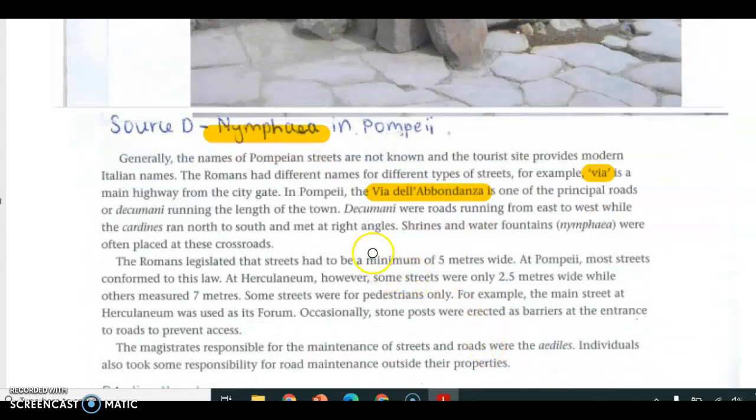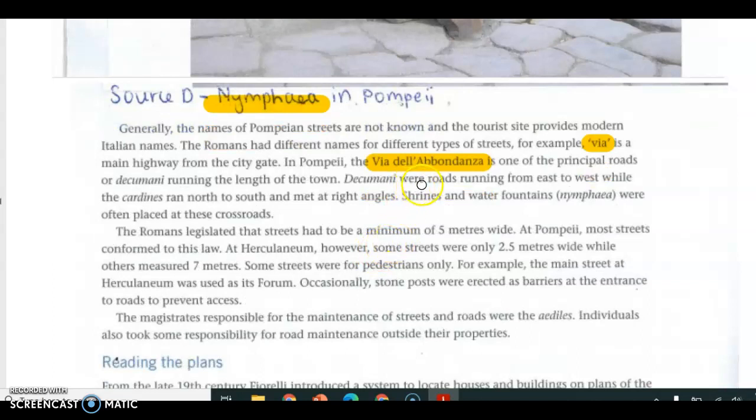Now, these two key terms we're going to talk about, decumani and cardines, you don't have to remember these. This would be the kind of detail you'd want to remember if you're aiming for a band 6 in the HSC. It's extra detail. Basically, when we have our grid system in Pompeii and Herculaneum, the insulae is the whole block. So one block is an insulae, but the actual roads have specific names.